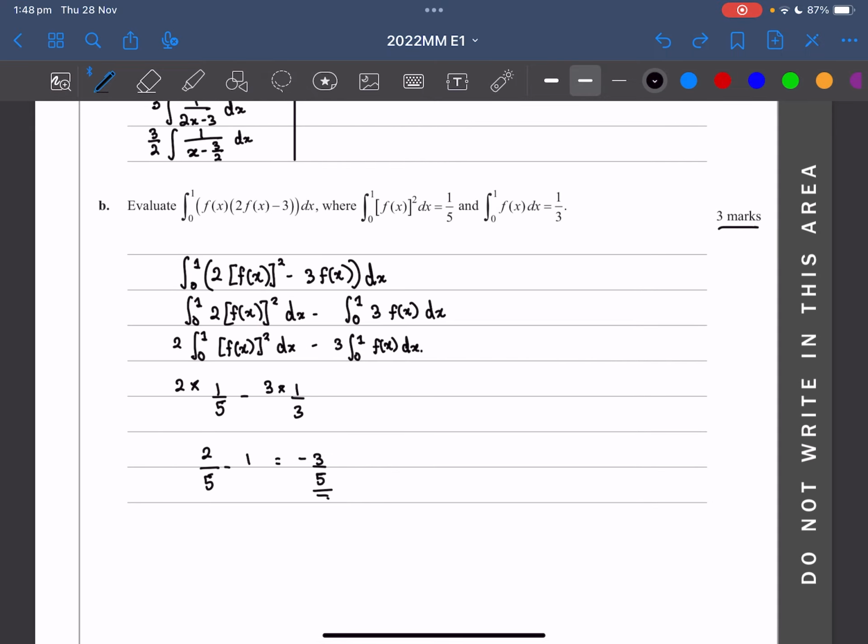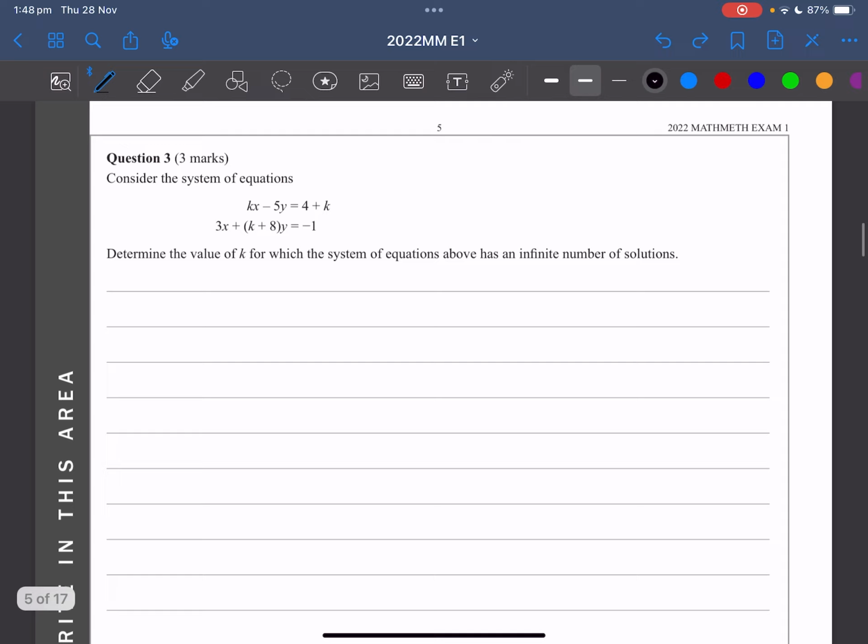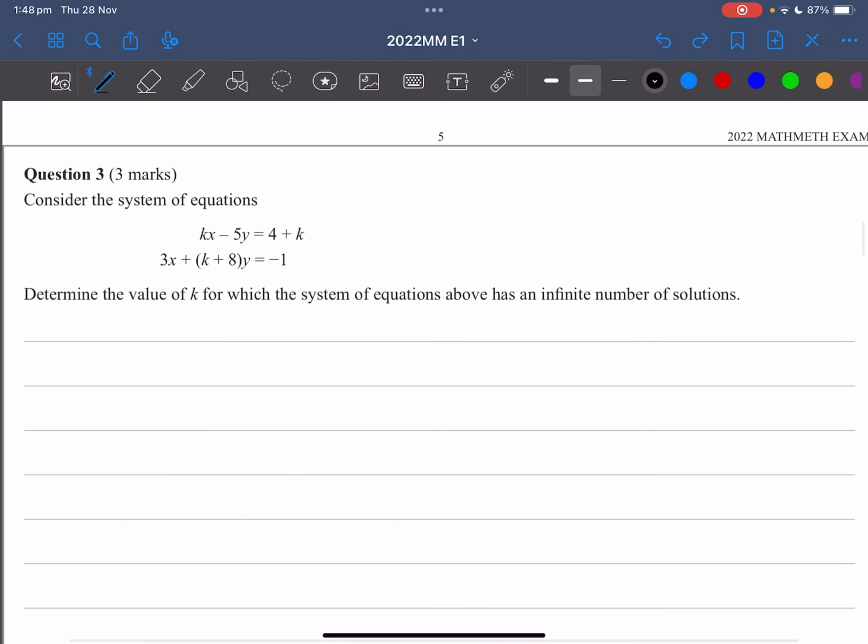Okay, so next question. Question 3: consider the system of equations. Determine the value of k for which the system of equations above has an infinite number of solutions.